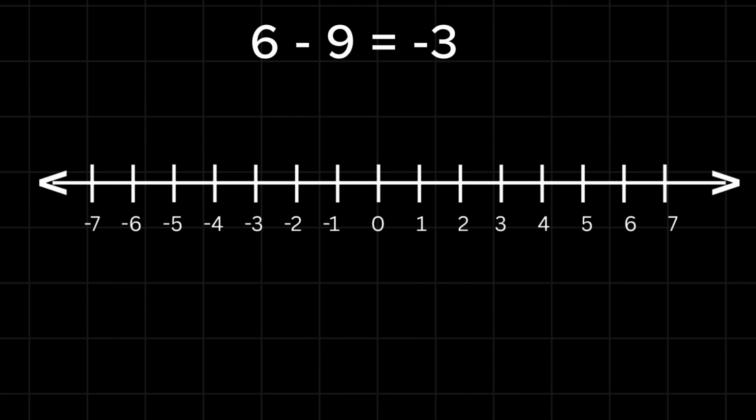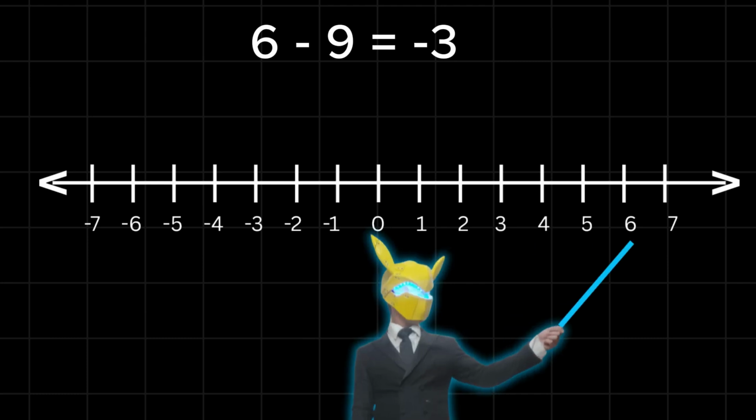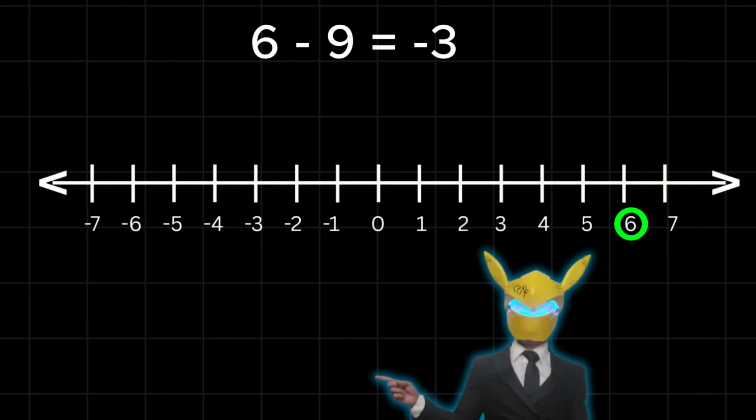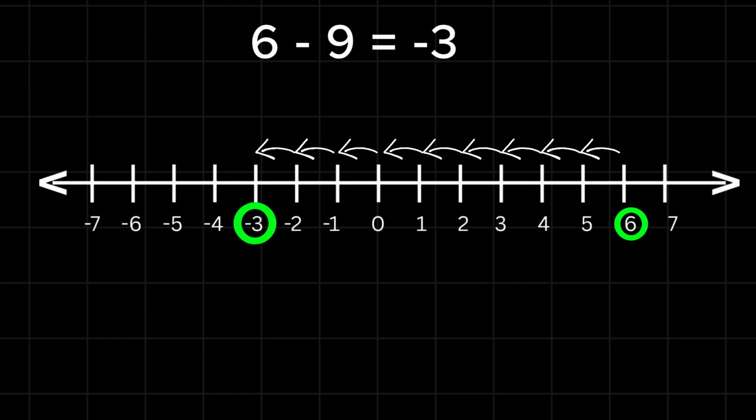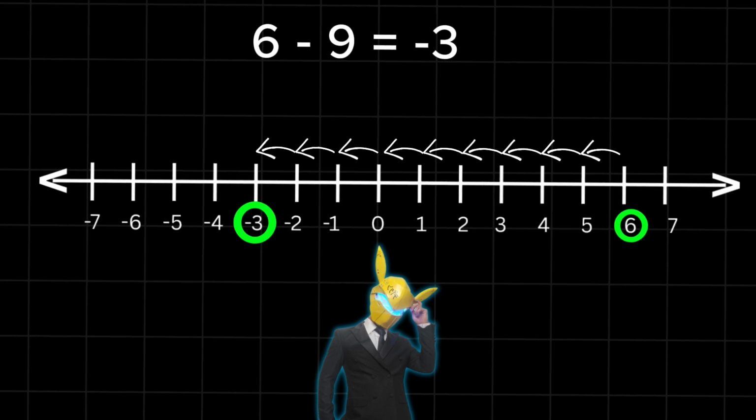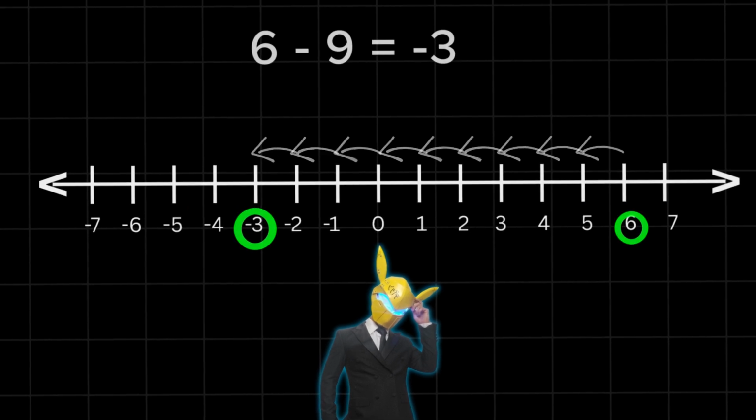It starts at 6 minus 9. So we start at the 6, and we are minusing 9. So let's count 9 steps backwards, which is to the left. 1, 2, 3, 4, 5, 6, 7, 8, 9. And we land on minus 3, which is our answer. 6 minus 9 equals minus 3.